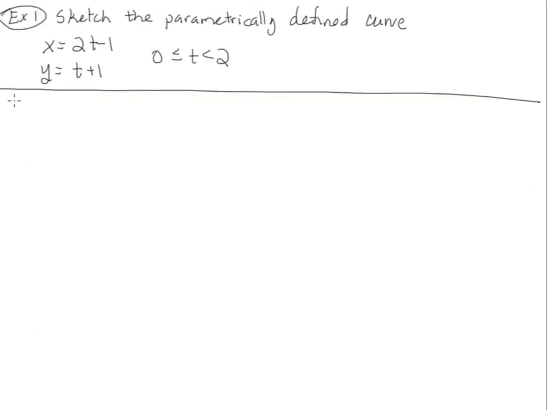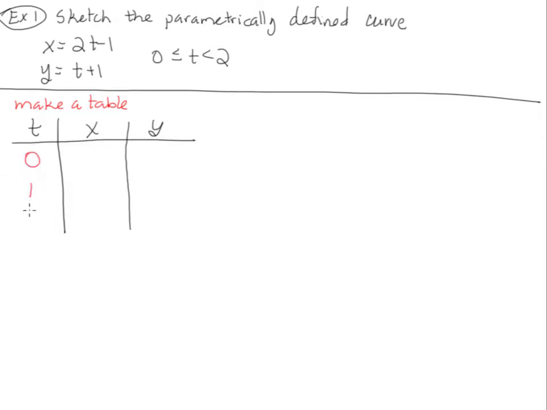Example 1: let's sketch our first parametrically defined curve. So step 1, we need to make a table of values. On my table, I'm going to include t, x, and y variables, and I'm going to do it on the interval between 0 and 2. So let's try 0, 1, and 2 and see if that gives us enough information to sketch our curve. For my x parameter, I'm going to replace every t with 0 and simplify the equation. So at time 0, I have an x value of negative 1.